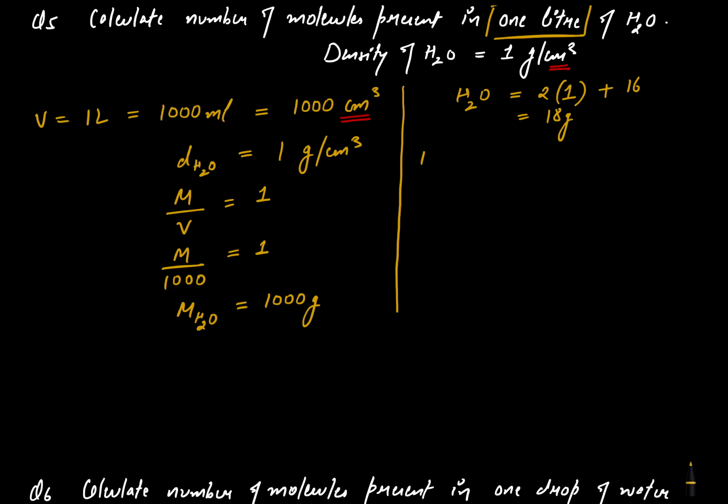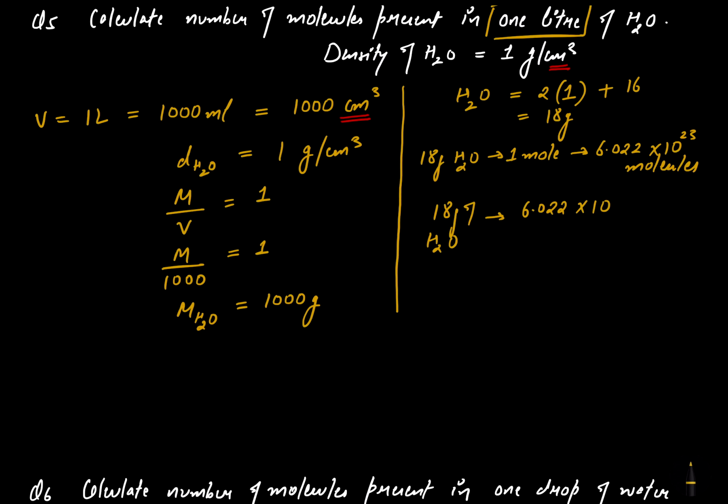Now 18 grams of water stands for 1 mole, and 1 mole has 6.022 into 10 raised to the power 23 molecules of water, right? So that means 18 gram of water will have 6.022 into 10 raised to the power 23 molecules.